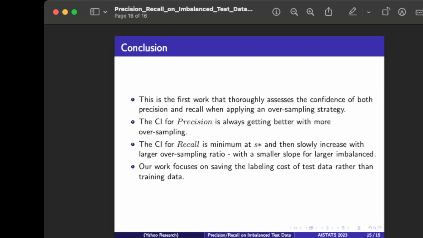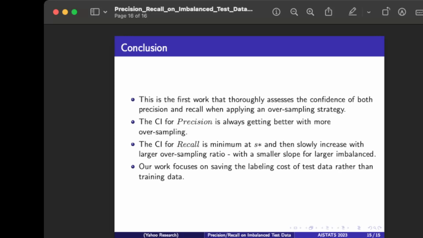At last, we conclude. The confidence interval for precision is always getting better with more oversampling. By oversampling, we obtain more data for the positive set, so it becomes more confident about the precision. For recall, the confidence interval's width reaches its minimum at an optimal oversampling ratio, then starts increasing as S gets bigger. However, the slope of the graph increases very slowly. The more imbalanced the data, the flatter the slope.